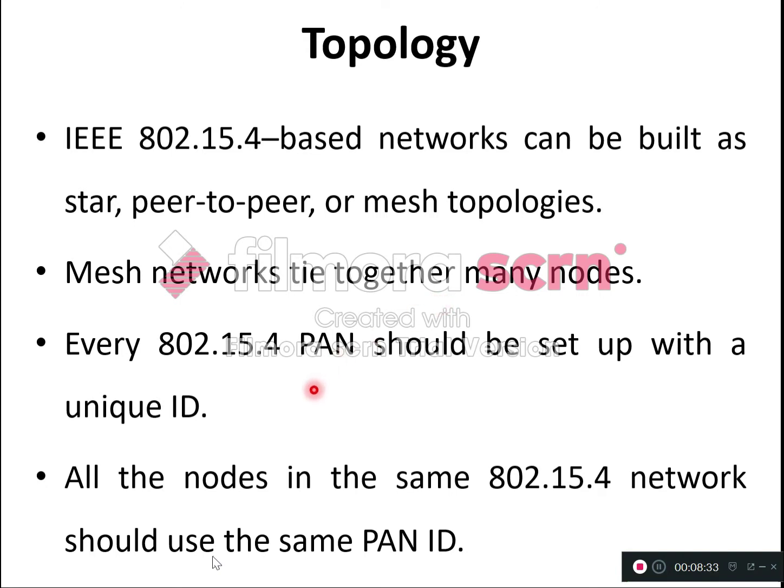Every 802.15.4 PAN should be set up with a unique ID. So in the previous slide we saw that, right? Source PAN ID, destination PAN ID. So whenever there is a PAN, personal area network, a unique PAN ID should be set up for it. All the nodes in the same 802.15.4 network should use the same PAN ID. For example, if we set up a personal area network with some devices, let us say 4-5 devices in that network, all those 4-5 devices should use that same unique PAN ID to work with that network.